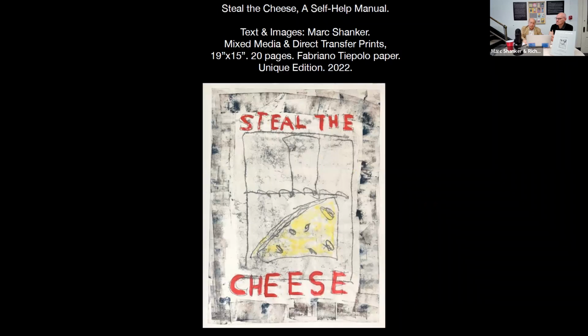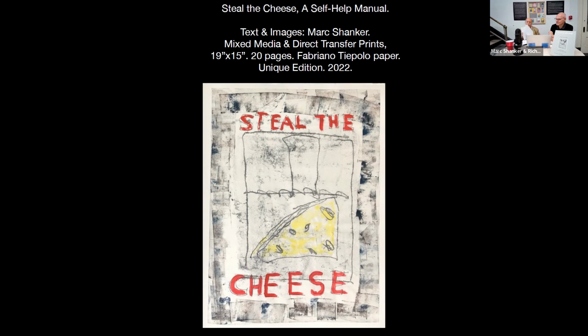One of my most recent books, which I considered would be one of the best sellers, is called Steal the Cheese, a Self-Help Manual. And this book is really a self-help manual for mice, how to steal cheese from traps. I really thought, I mean, if mice carried money or credit cards, I think I'd be a millionaire right now. I worked quite hard on the text.